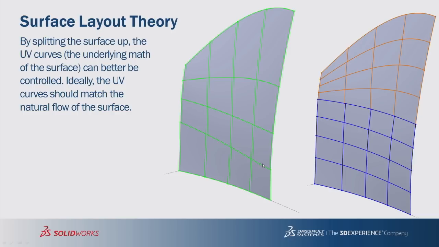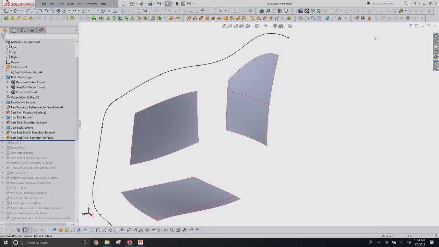So by splitting the surface up into 2 smaller surfaces and making them curvature continuous here, and evaluating using the zebra stripes and the continuity tools we learned about, we have much better UV flow of the surface, much better quality. So this is why we want to try and do as little with the surface as possible. They want to be as relaxed as possible such that we have the best possible flow of the surfaces.